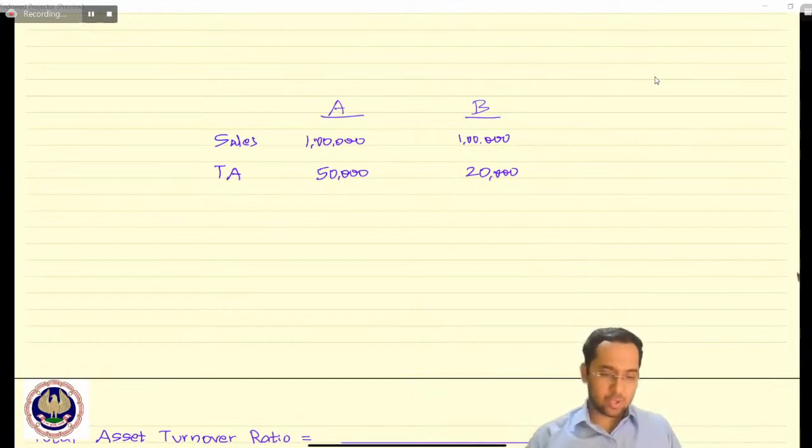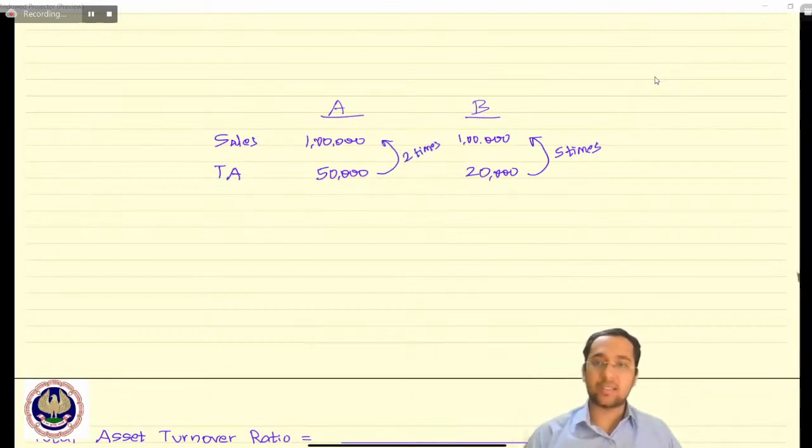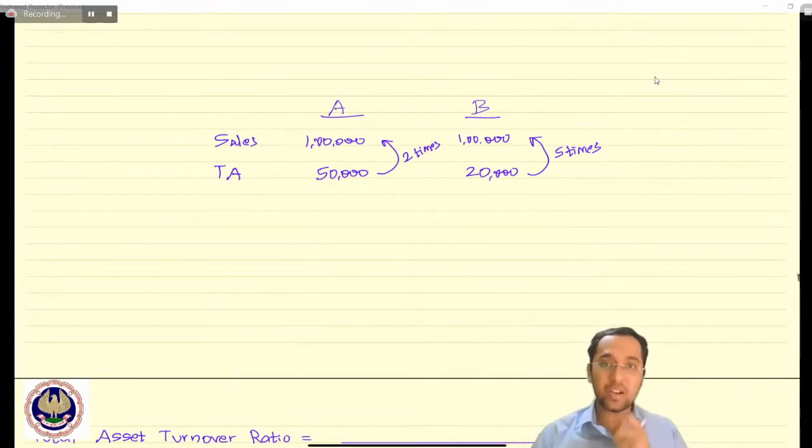So ideally, if I ask you what makes company B better in terms of activity, any person will say company B is able to generate 5 times its total assets as sales, whereas company A is able to generate just 2 times its assets as sales. So it means more effective utilization of resources is definitely being undertaken by company B.